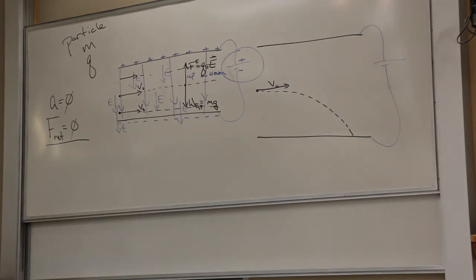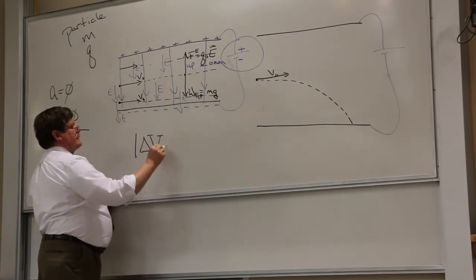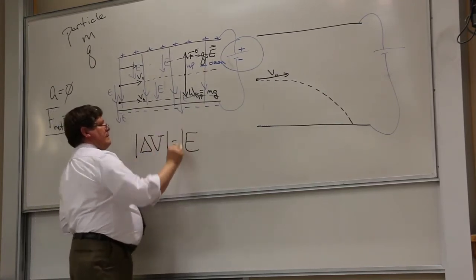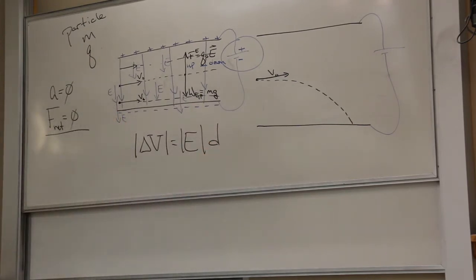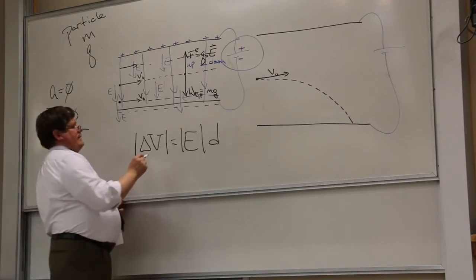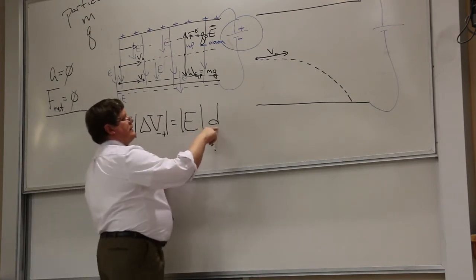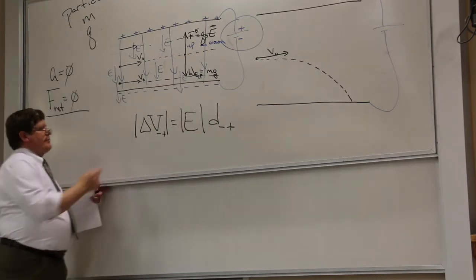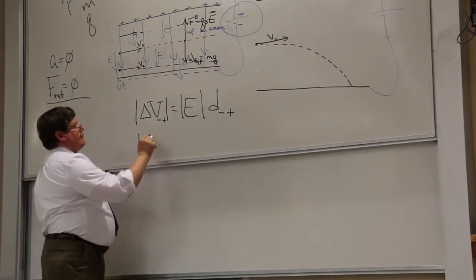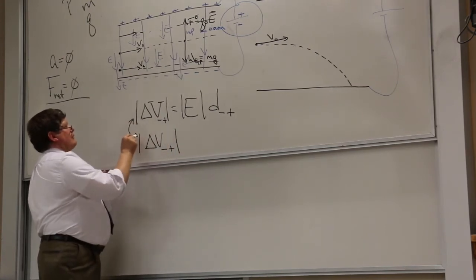The answer is it will veer down and hit the bottom plate. And we get that answer from the E d equation. I'm just looking at magnitudes here. If I'm looking at the voltage from the negative plate to the positive plate, then I'm going to want the distance from the negative plate to the positive plate. Now the battery, its job is to hold that voltage from the negative plate to the positive plate constant. That's the same.